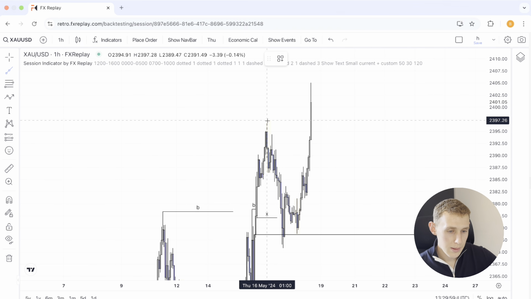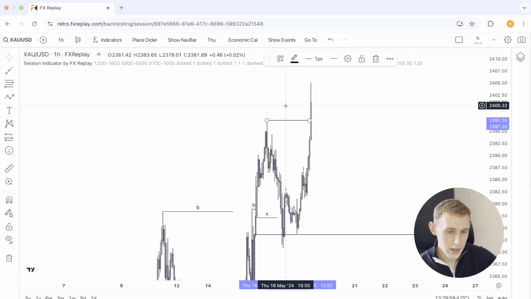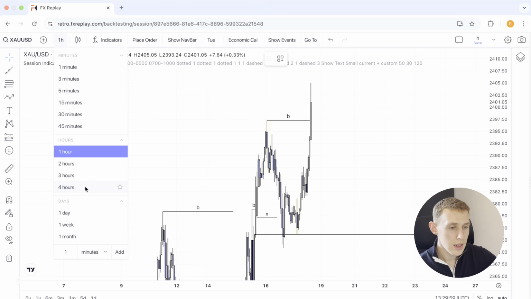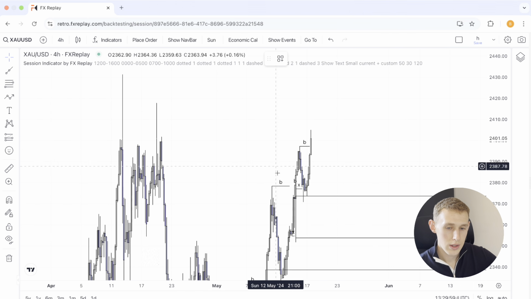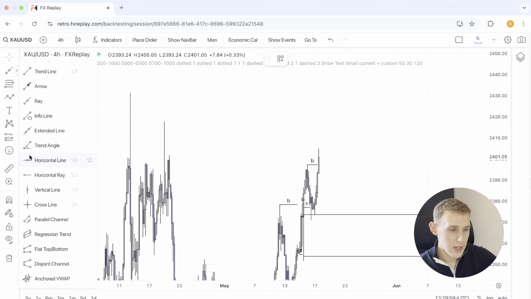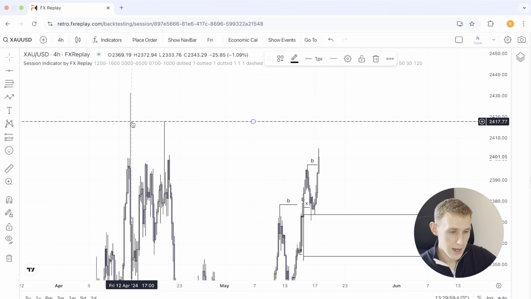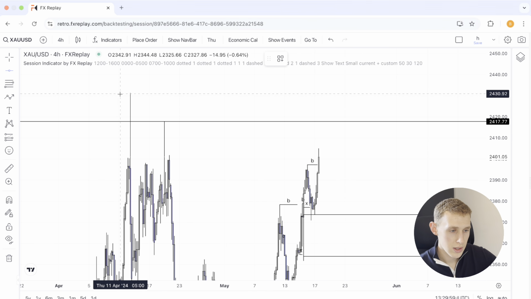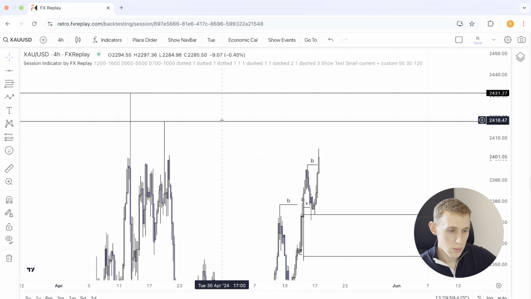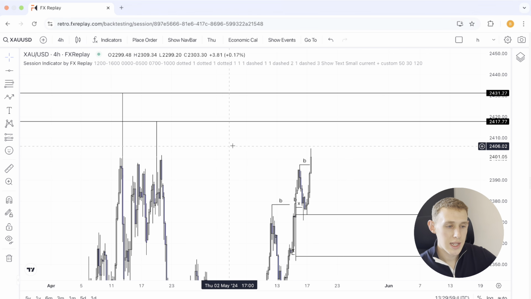So again, price making its way up, we've broken structure to the upside. If we zoom back out to the left, still looking for price to target these highs. So if I mark them on, we have this one and this one. I wouldn't be selling if these highs get taken out.